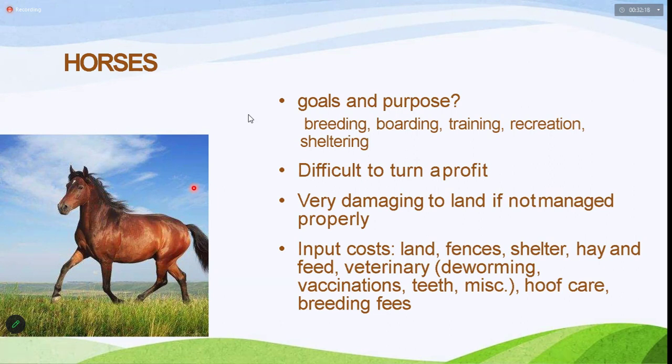Okay, so very damaging to the land. Why? Because they have input costs: land, fences, shelter, hay and feed, veterinary drugs, okay? And hoof care, and breeding.